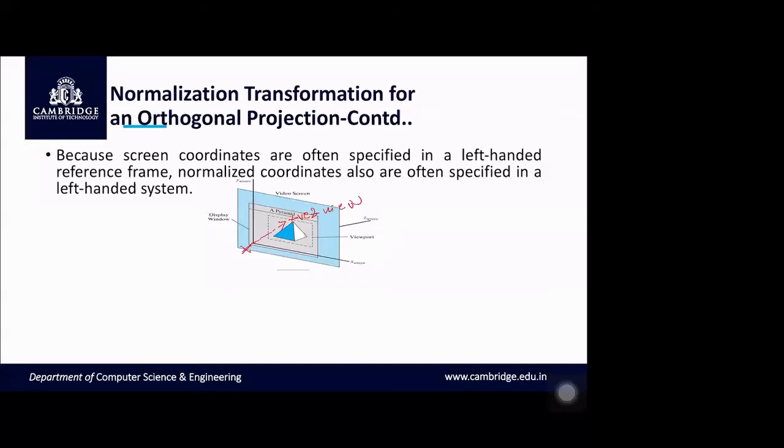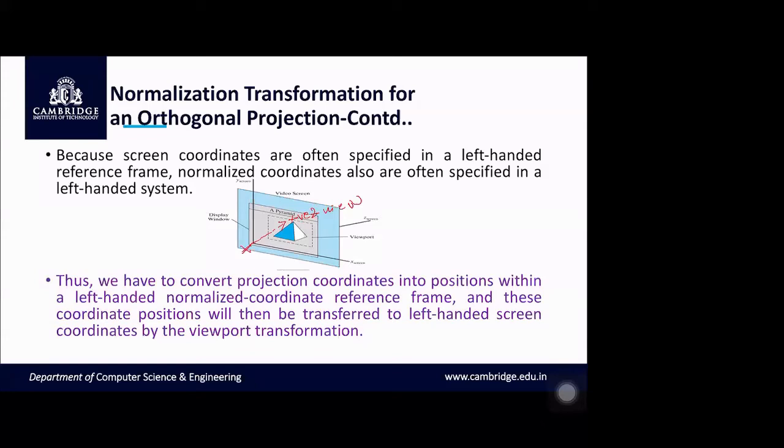Thus, what is our main goal? We have to convert projection coordinates into positions within the left-handed system. So now where are we? We are in a viewing coordinate system, which is right-handed. That is, our rectangular parallelepiped is in the right hand. Now I have to convert it into the left hand. So let us see what our viewport transformation will be. So this is my viewport.